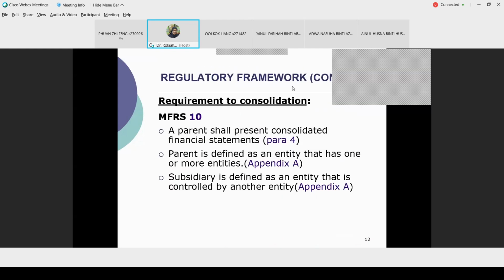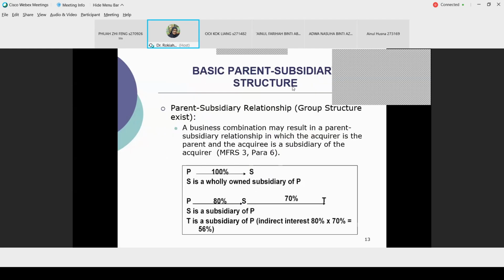It says that a parent should prepare a consolidated financial statement. This parent is defined as an entity that controls one or more entities, and the subsidiary is defined as an entity that is controlled by another entity. So this is only the definition. The thing that you need to know here is that the parent should present consolidated financial statements. Okay, so we're going to look at the structures.